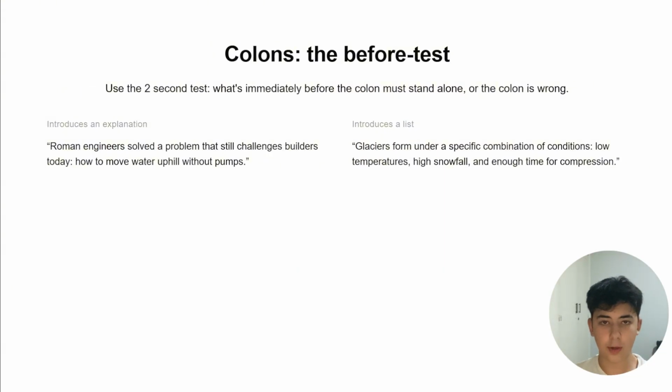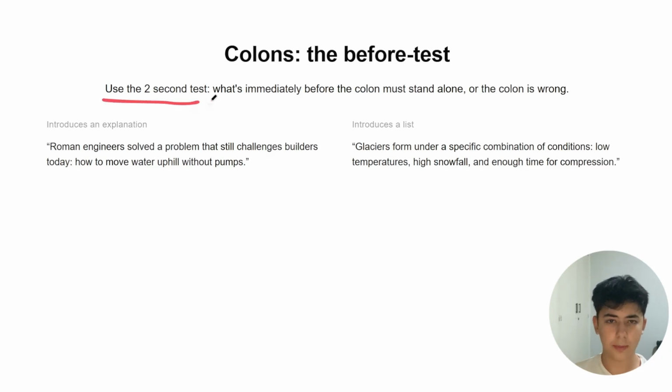So now let's move on to colons. Now colons have one thing that you need to check before anything else, and that's going to be the 2 second test. Because what comes immediately before the colon has to pass as a complete independent clause. If it doesn't, then the colon is automatically wrong. You can't have a dependent clause preceding a colon. So once you complete the 2 second test, you can test whether you actually need a colon or not.